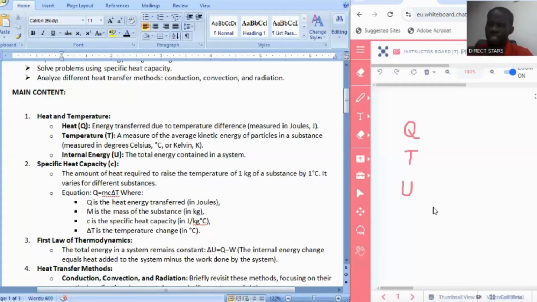We talk about the specificity of the mass to be raised, 1 kg, by what? A specific temperature, 1 degree Celsius. So the quantity of heat required to raise 1 kg of an object by 1 degree Celsius is what is known as specific heat capacity. All these are terms that we need in thermodynamics.